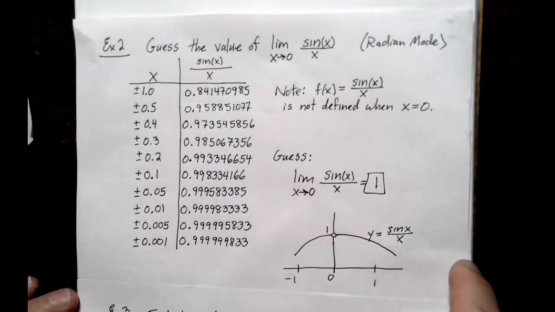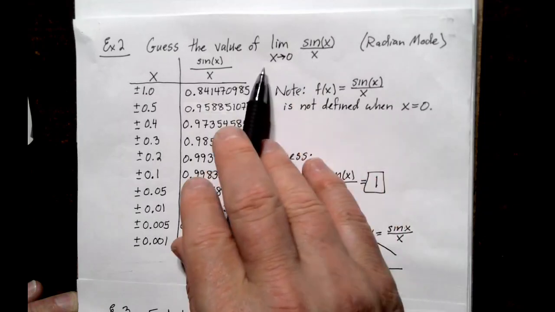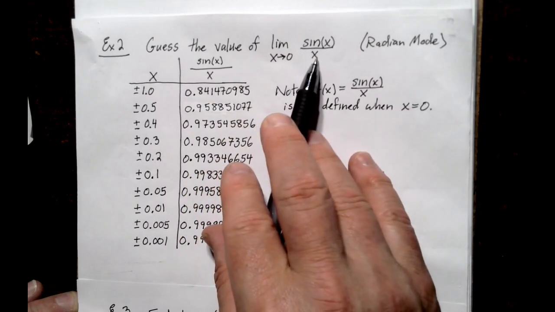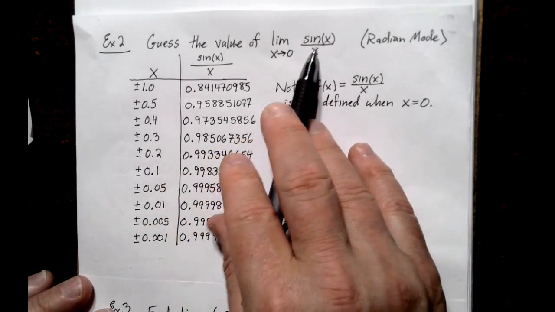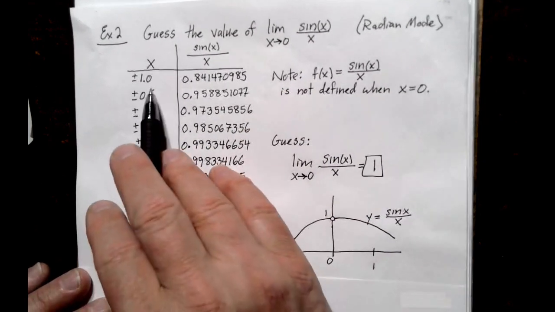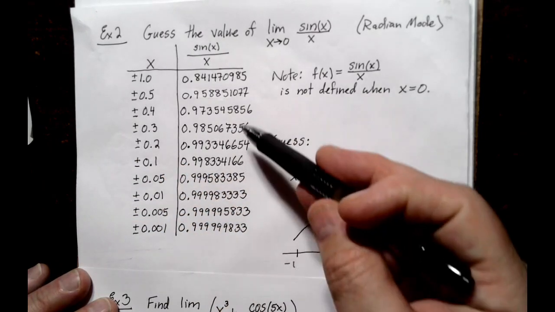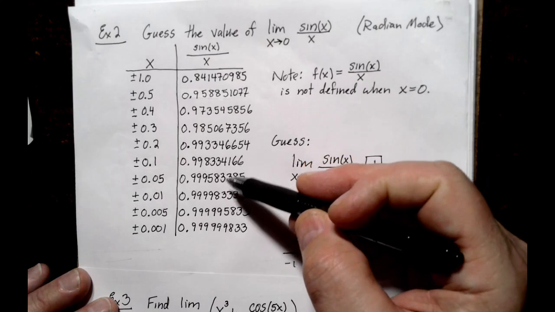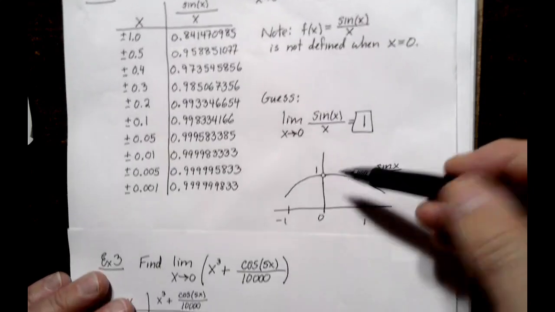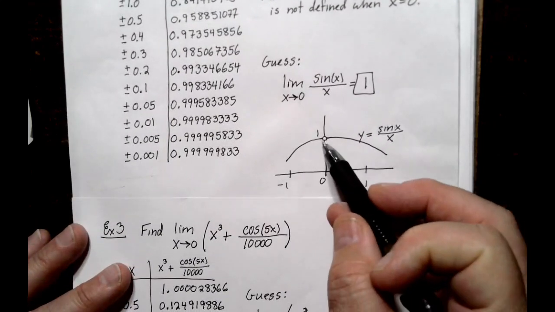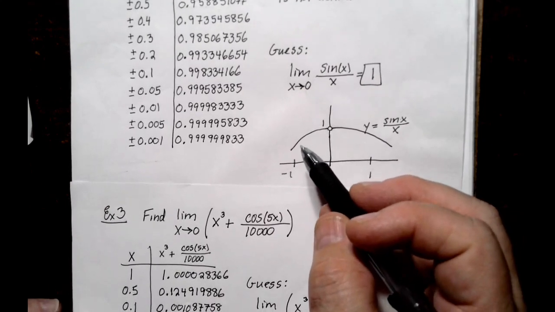Alright, so let's look at example 2. They ask you to guess the value of the limit of sine x over x as x approaches 0. Well, you know it's not defined at 0 because you'd be dividing by 0 there, and that's undefined. But when you check this, you want to be in radian mode. Okay, and so we're going to pick numbers that are getting smaller and smaller and smaller. Right? And our y values get closer and closer to 1. And so our guess is that this limit does approach 1. And if you look at the graph, it's not defined at the point, but it is approaching 1 from the left and right. And so that limit does exist, and it is 1.